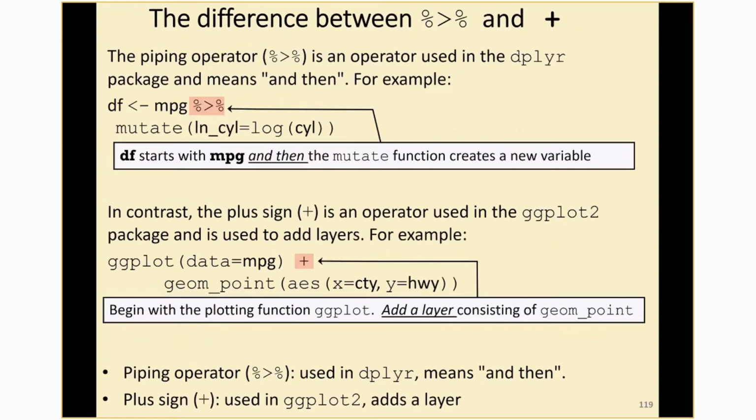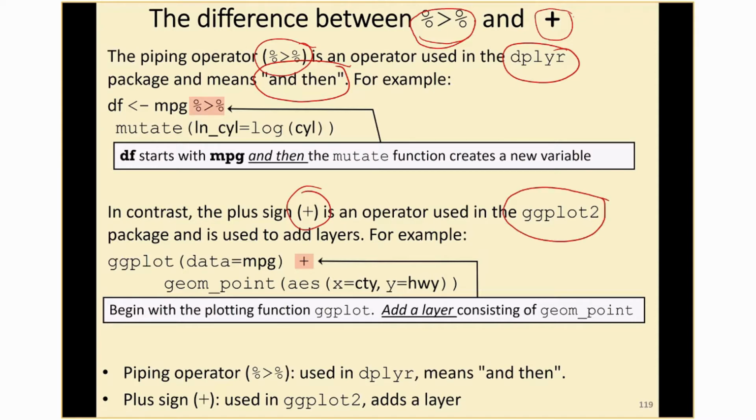Just kind of as a reminder, there's a difference between this piping operator that we saw in the previous lab and the plus sign that we're seeing in this lab. They're both used to join one line to another, but their roles are slightly different. So the piping operator is associated with a particular package, dplyr. And every time you see the piping operator, you should think "and then." The plus sign. The plus sign is associated with a different package that you install and load, ggplot2, and it's used to add layers. So that's the distinction between those two guys that you often see at the end of lines.